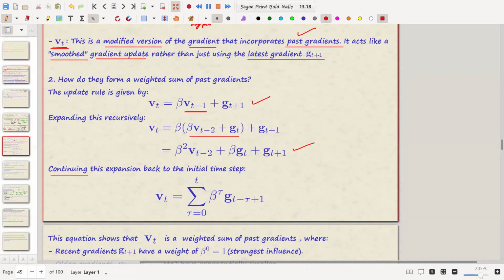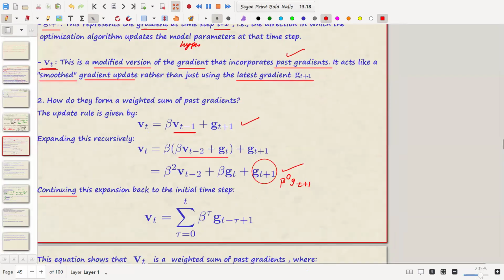Can you see? Gt plus 1, you can think of it as beta to the power 0 times Gt plus 1, isn't it? So when you take tau equal to 0, you are getting Gt plus 1. When you take tau equal to 1, you will be getting Gt. Like that, it will generate this whole series.